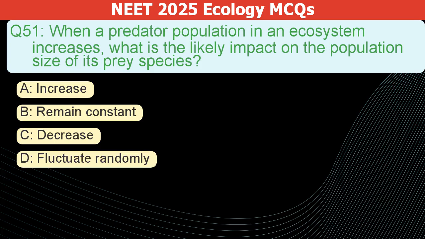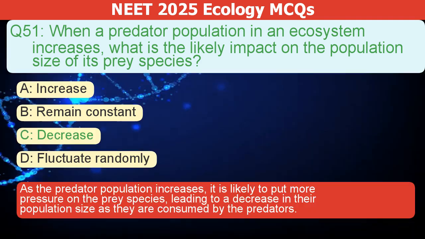When a predator population in an ecosystem increases, what is the likely impact on the population size of its prey species? A. Increase. B. Remain constant. C. Decrease. D. Fluctuate randomly. The correct answer is C. As the predator population increases, it's likely to put more pressure on the prey. This leads to a decrease in the prey population size, as they are consumed by the predators.